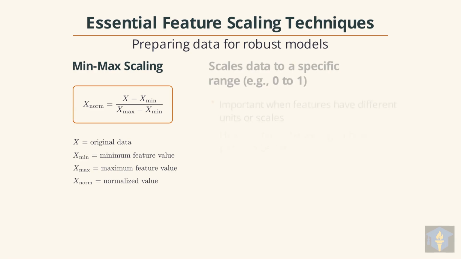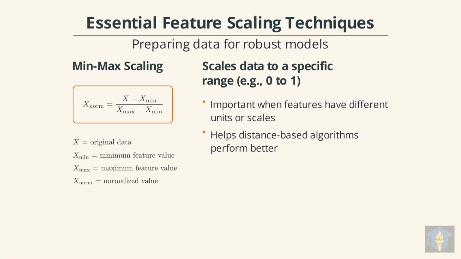This technique scales your data, typically transforming all values to fit within a new range, like 0 to 1. It's especially important when your features have vastly different units or scales, preventing one from dominating. Min-max scaling significantly helps distance-based algorithms, such as k-nearest neighbors, perform much better.